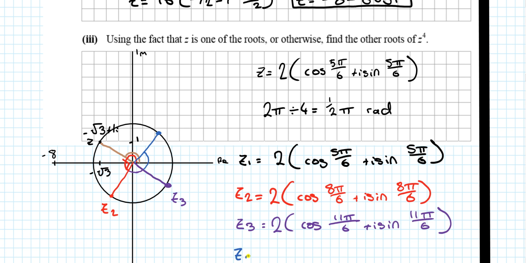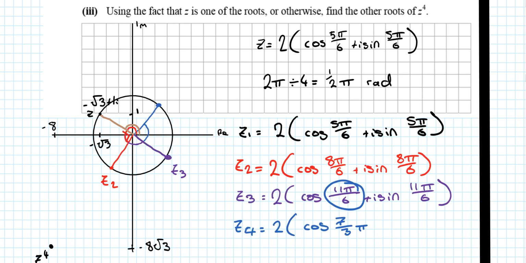So Z4 is equal to 2 cos. Now imagine adding onto the 11 pi over 6. I'm going to type that into my calculator, 11 pi over 6 plus 0.5 pi. I'd get 7 over 3 pi. But I'm not going to use that 7 over 3 pi, because you can see 7 over 3 is that. I could just use this angle here.